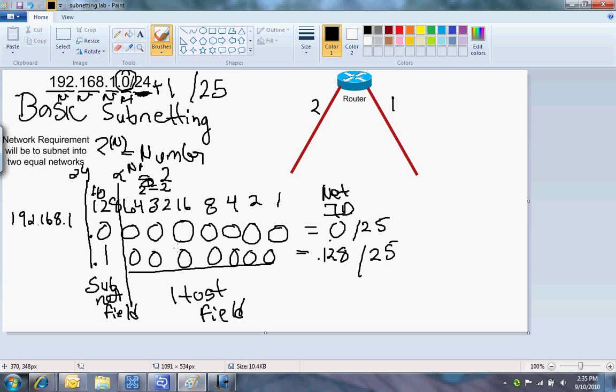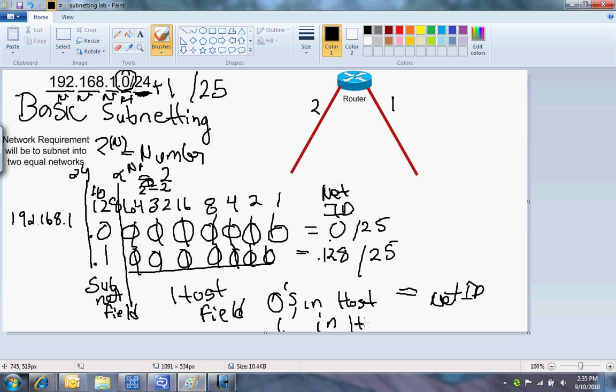Now, how do I know it's a network ID? Well, when you have all zeros in the host field, that equals your net ID. Now, if I put all ones in the host field, if I turn all these bits to ones, that's going to denote your broadcast. It will equal your broadcast address.